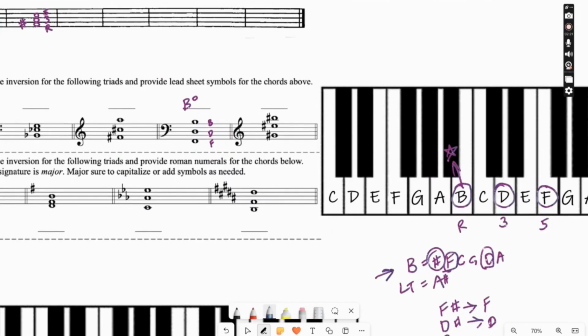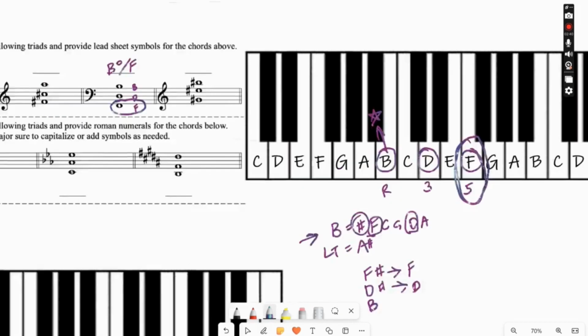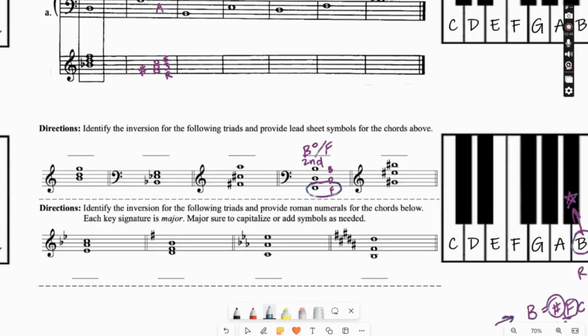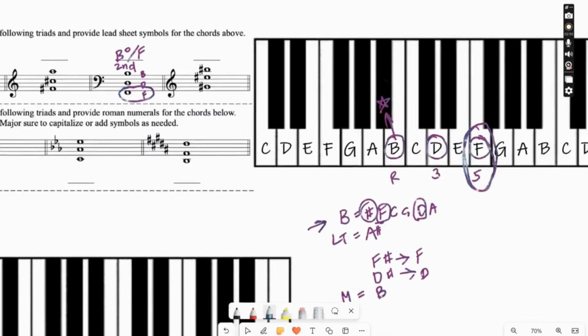And now I look at the note that's on the bottom to figure out what inversion it is. And here F is on the bottom, so I need to write /F. And then I remind myself that F is the fifth. If the fifth is on the bottom, that means it's in second inversion. So just somewhere nearby, write second. You don't usually identify inversions for lead sheet symbols, but just for the sake of this homework, you do. I'm going to do one more from this section because it's a tricky one.